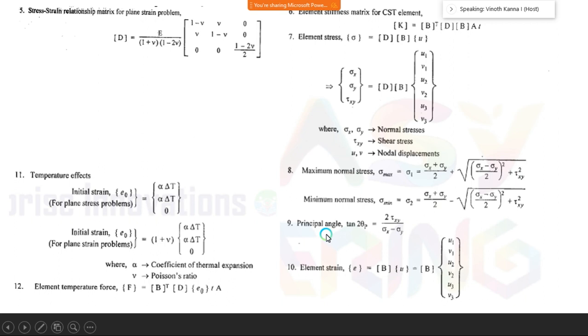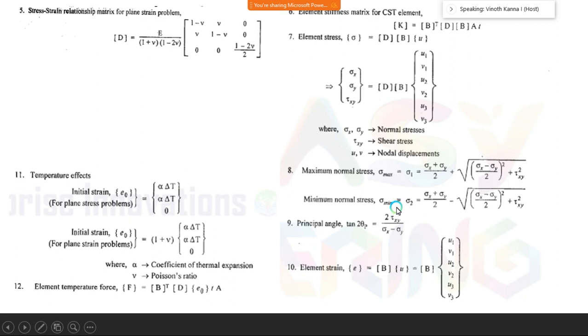Then the principal angle, these are the important two more questions. They will ask what is the principal angle of a CST element. So tan 2 theta p is equal to 2 tau xy by (sigma x minus sigma y). That is the principal angle. So these are all the important 2 mark as well as other formulas in unit 3. Once you know all these formulas, unit 3 becomes very easy.